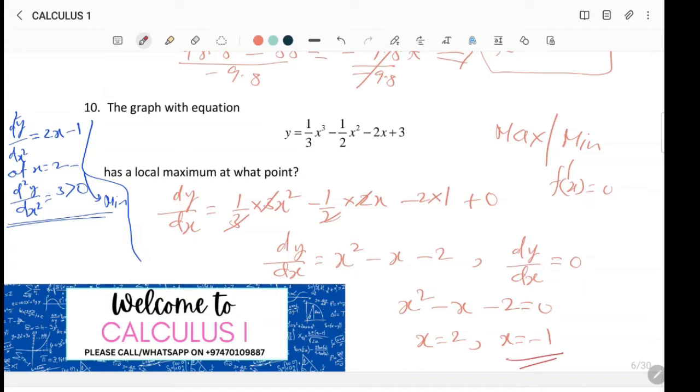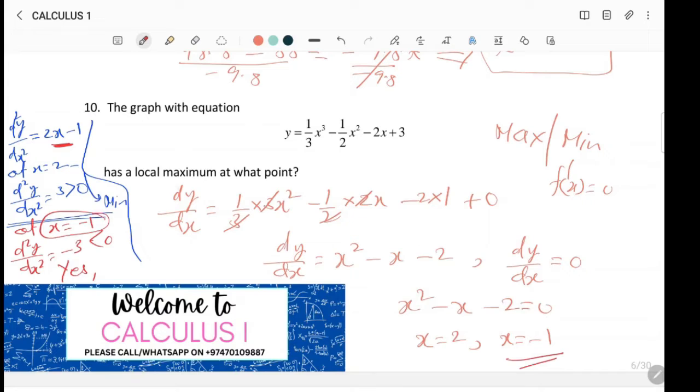Okay, then check for x equals -1. At x equals -1, d2y over dx square. So what's the second differentiation? 2x minus 1, right? Put x equals -1 here. So -2 times... -2 minus 1, -3. -3 is less than 0. Yes, so at x equals -1, we will get a maximum.